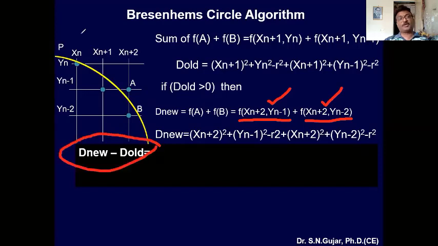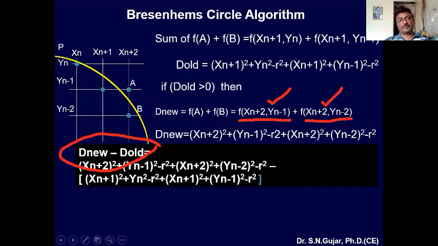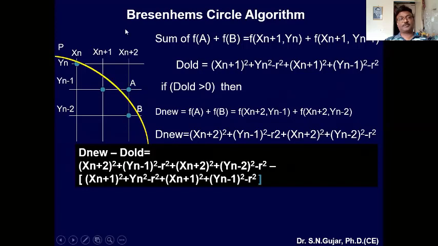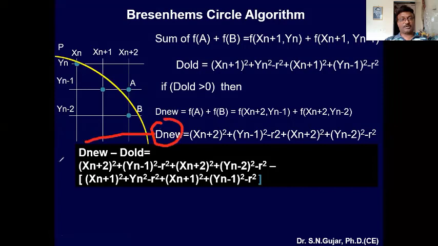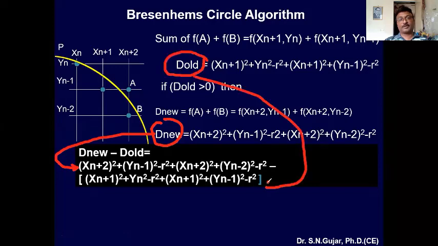So suppose you are performing d new minus d old. So what equation comes? See, you have to subtract this, my d new value. This is my d new value, and which one is my d old? This is my d old value. That d old value is over here, I have written it in the square bracket. So make the subtraction of these two, and solve this equation.